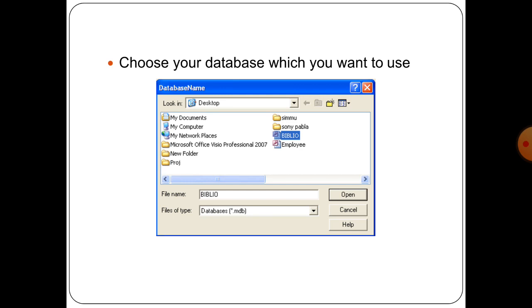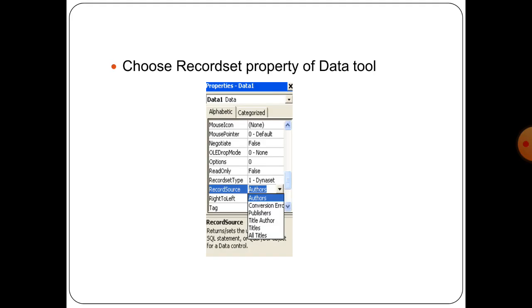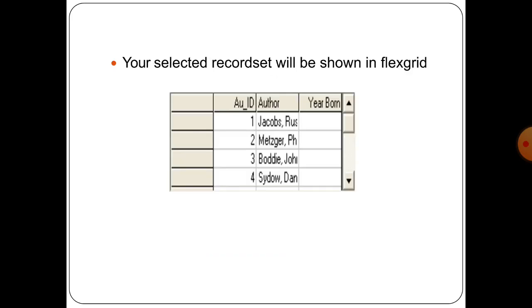So after choosing the database which you want to use, next choose the record set property of the data tool. You choose the record property of this particular database. After choosing the record set property of this database tool, the selected record set will be shown in a Flex Grid control.